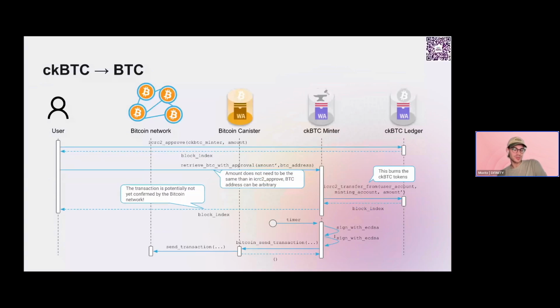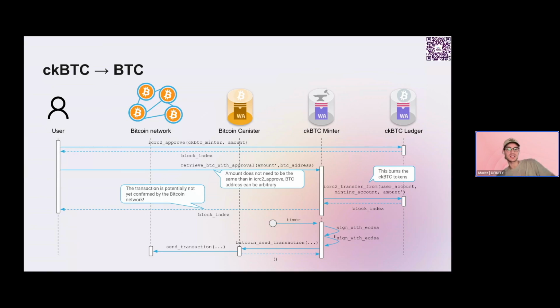Okay, now the other way around, ckBTC to Bitcoin. And this flow is based on the ICRC2 standard. This is basically a transfer approval flow that you are probably used to from Ethereum if you are not too familiar with the IC. And this requires the user to first set an allowance for the ckBTC minter to withdraw the desired amount of tokens from a user-controlled account by calling the ICRC2 approve method on the ckBTC ledger.